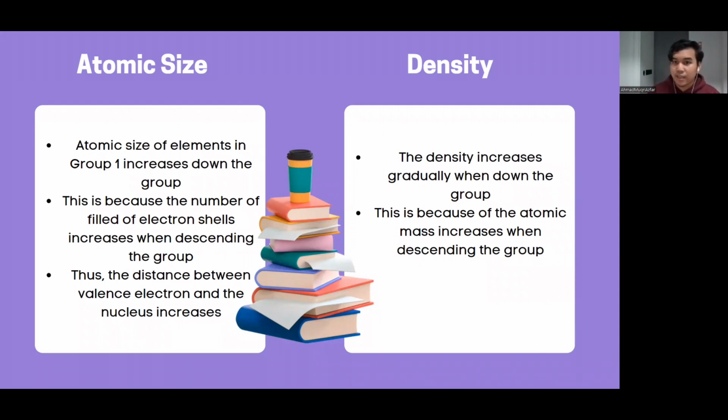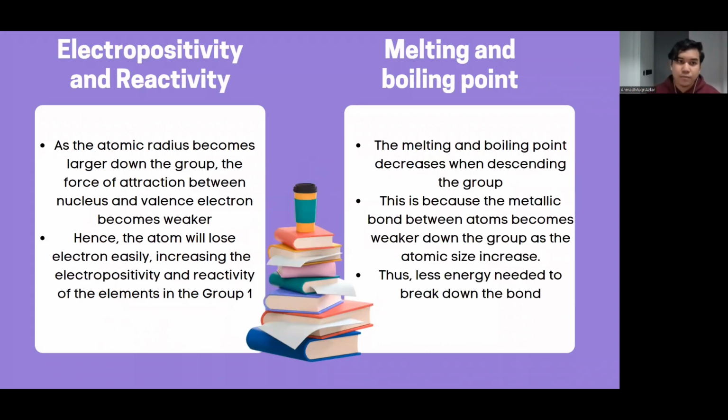Next, density. The density increases gradually down the group. This is because the atomic mass increases when descending the group, which means that francium will have the highest density in the group 1 elements.